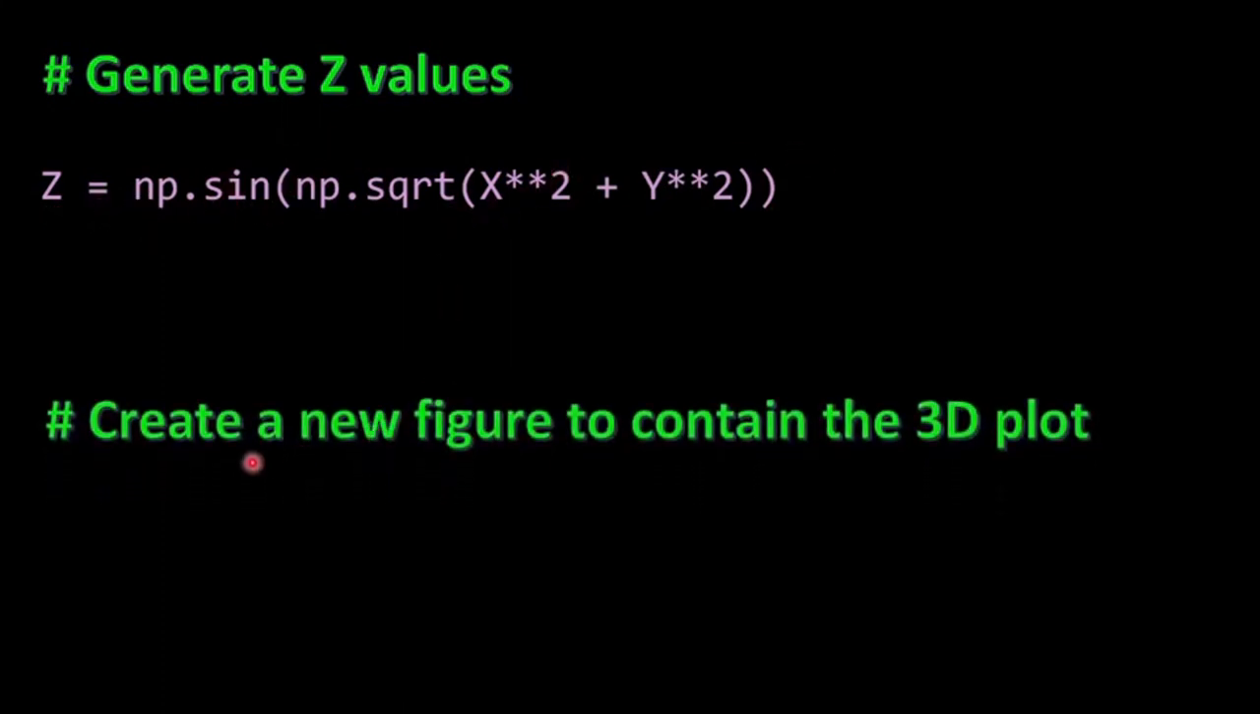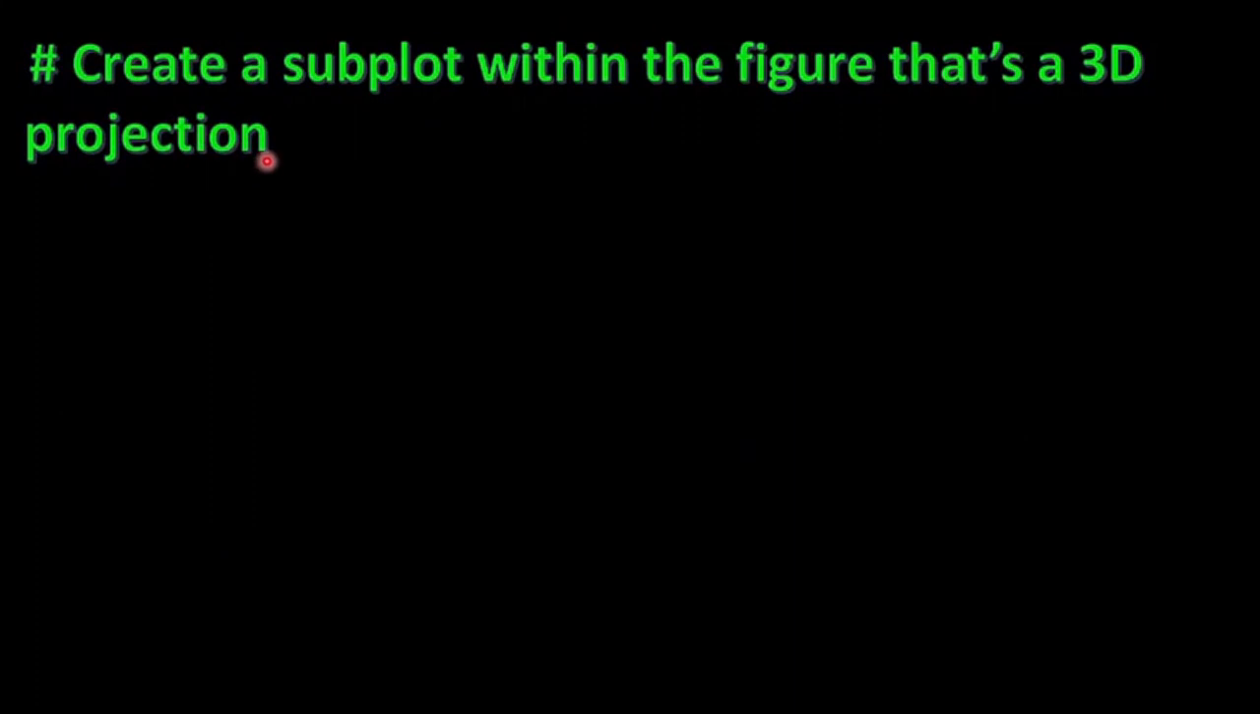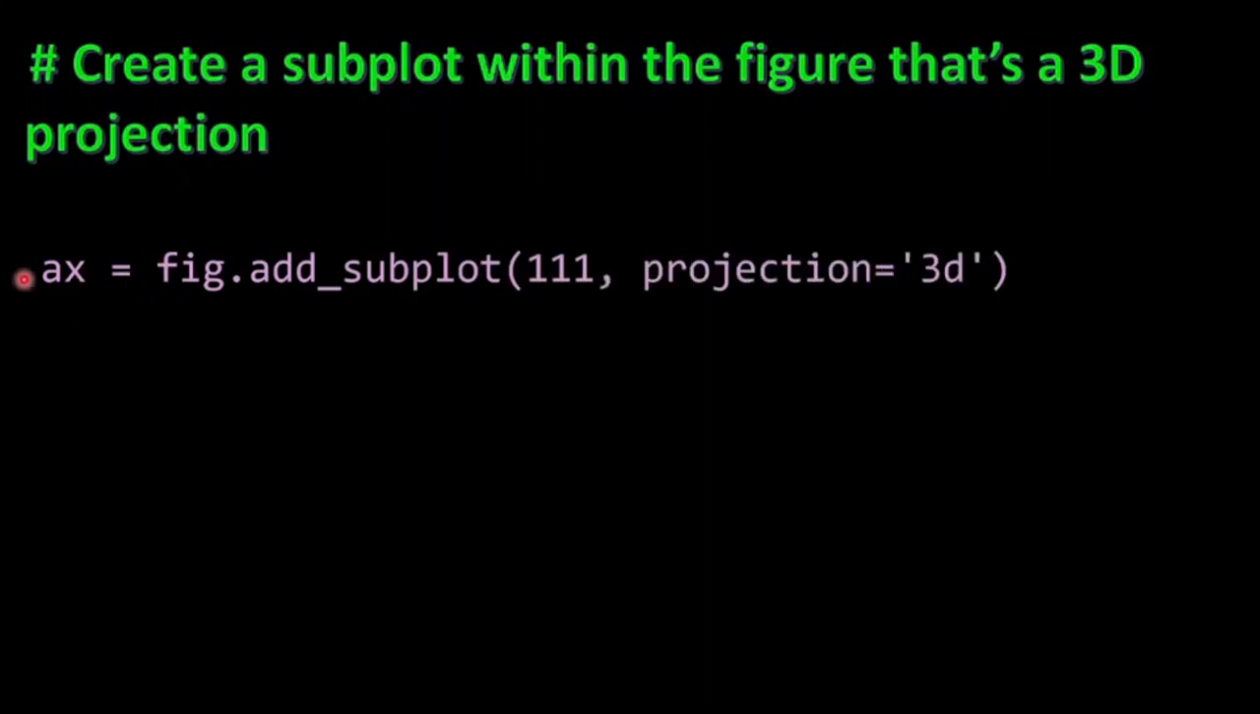Now create a new figure to contain the 3D plot. For creating it I'll use fig as a variable where I am storing plt.figure. Next, we create a subplot within the figure with a 3D projection. For this I will take another variable ax, which is equal to fig.add_subplot. That means we are adding a subplot within the figure. This subplot is configured to have a 3D projection, which means we will be creating a 3D plot within this particular area.